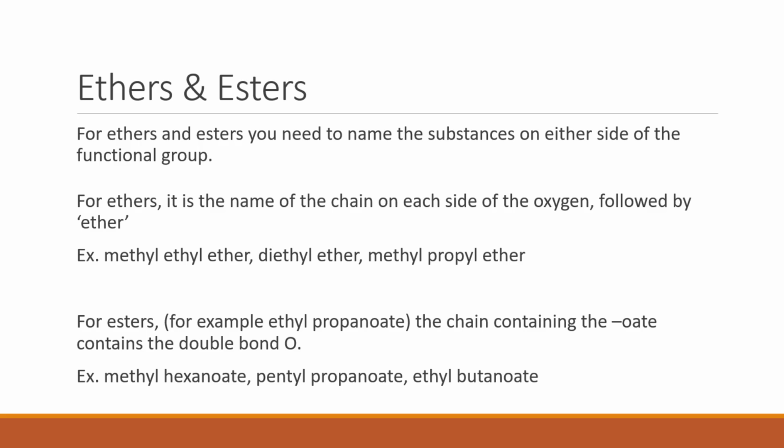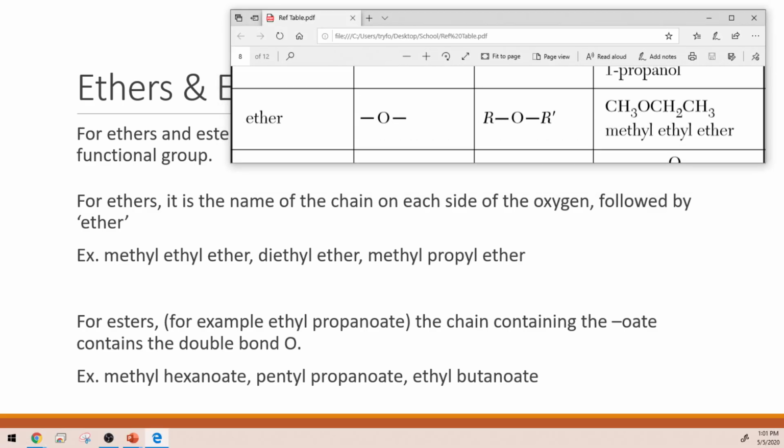Now, when I say that they're more difficult, I just mean that the pattern you use to name them is a little more difficult to follow. Once you get the hang of it, just like all things in chem, it gets a lot easier. So we're going to start by looking at ethers. We're going to pull up Table R for ourselves here.